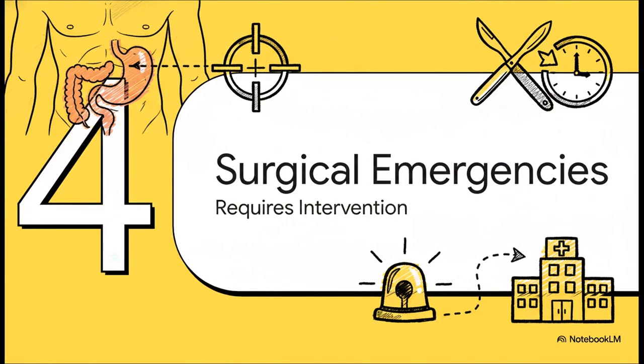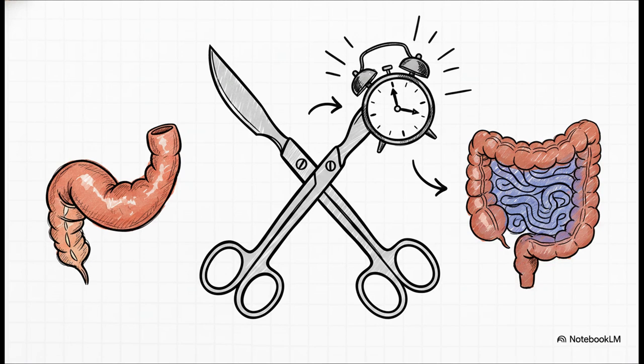Let's move to Section 4, Diagnoses and Surgical Emergencies. Okay, the imaging is back, and we have to interpret the data. If your workup reveals a perforation, mesenteric ischemia, a strangulated small bowel obstruction, appendicitis, or acute cholecystitis, you have a surgical emergency on your hands. Medical management alone is just not going to cut it here. Urgent surgical consultation or direct intervention is absolutely mandatory.